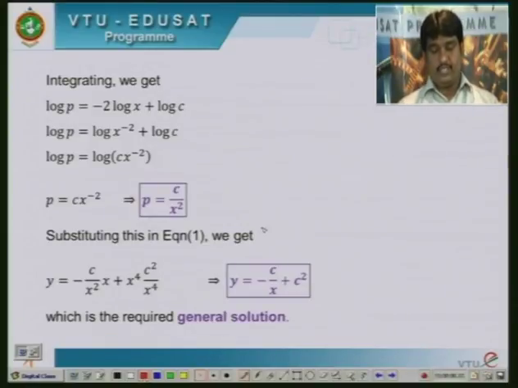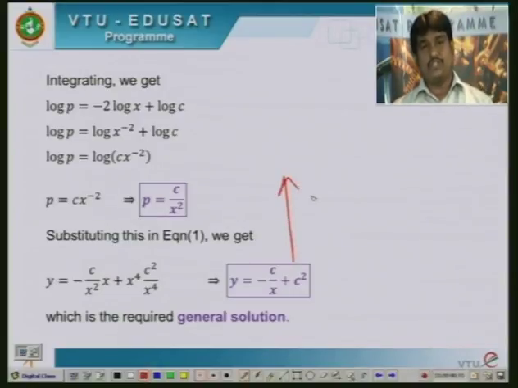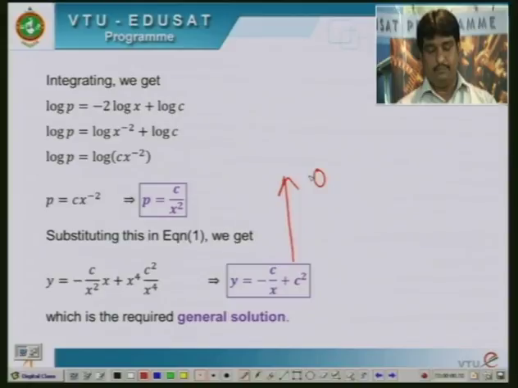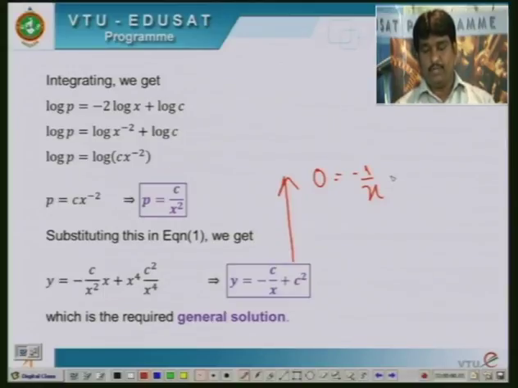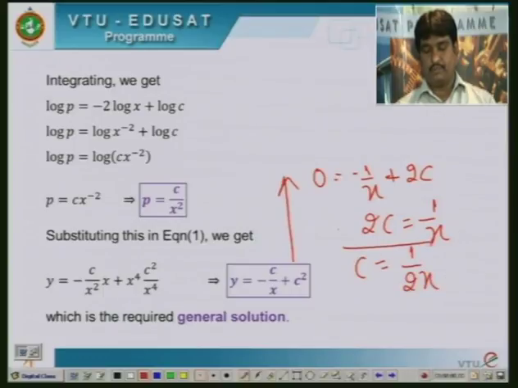Now if I differentiate this equation with respect to c, treating x and y as constant, we get 0 here, the derivative of y is 0, that is equal to minus 1 by x, constant, the derivative of c is 1, plus c square, the derivative of c square is 2c. Therefore 2c is 1 by x, which is nothing but c equals 1 divided by 2x.